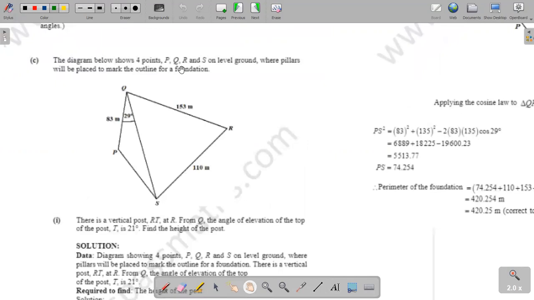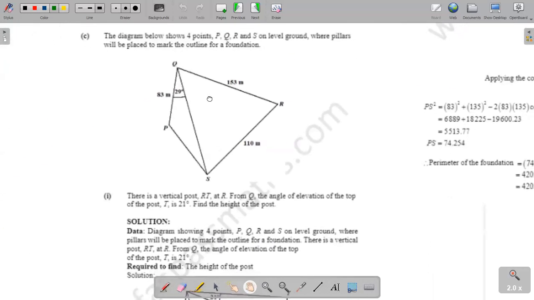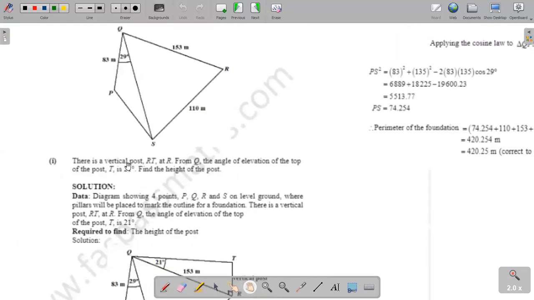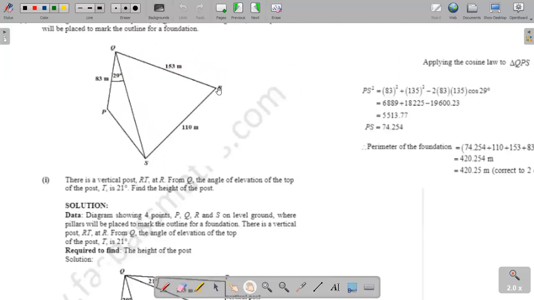The diagram below shows 4 points P, Q, R on level ground where pillars will be placed to mark the outline of a foundation. Okay. So that means each point represents a pillar, a point that encloses an area. It says there is a vertical post, RT. But when you look at the picture, is there a T? Do you see a T?